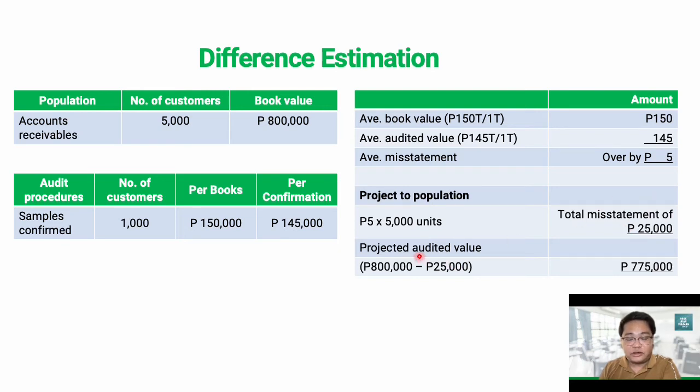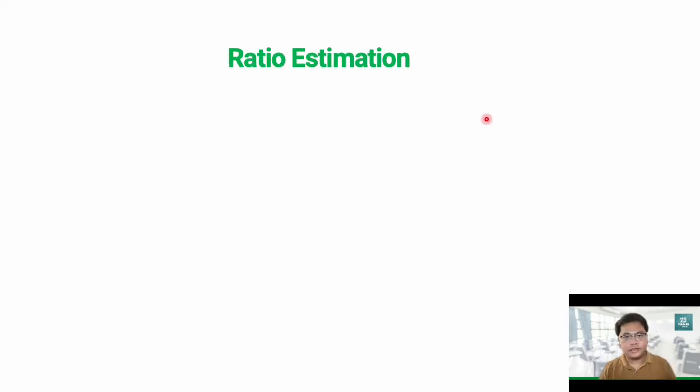So our projected audited value is 800,000 less 25,000. Okay? 800,000 less 25,000 is 775,000 pesos. Another way to project misstatements to the rest of the population is via ratio estimation.